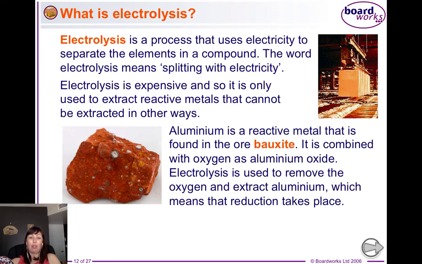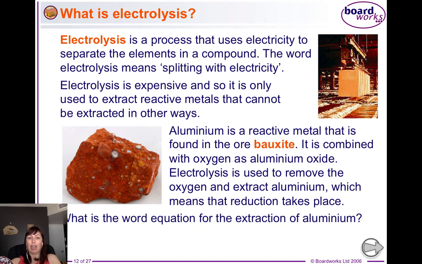An example of this would be aluminum. We use aluminum a lot, and it is a reactive metal, and it's found in the ore bauxite. Again, this is an ore that you have to know. You have to know that aluminum's ore is bauxite. Cambridge usually asks about this one. So it is combined with oxygen as aluminum oxide, and electrolysis has to be used to remove the oxygen and extract the aluminum, which means that reduction takes place.